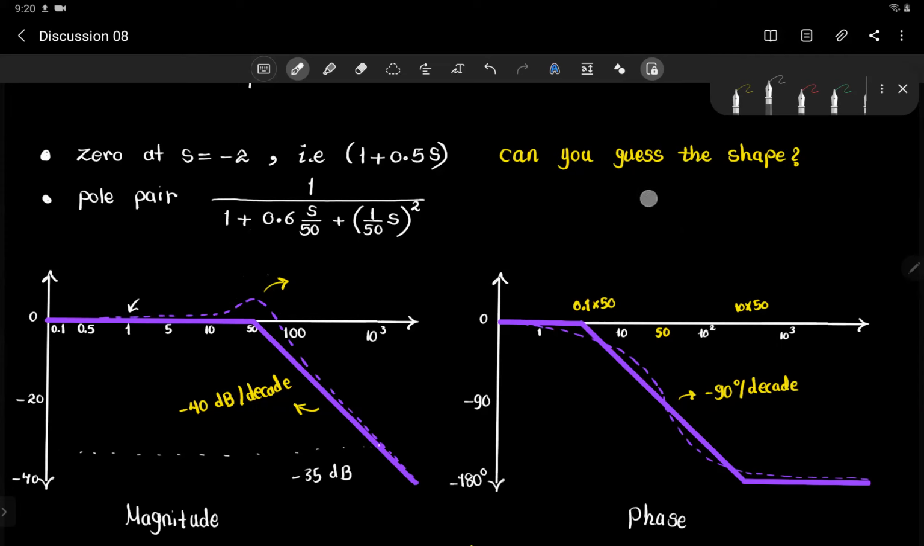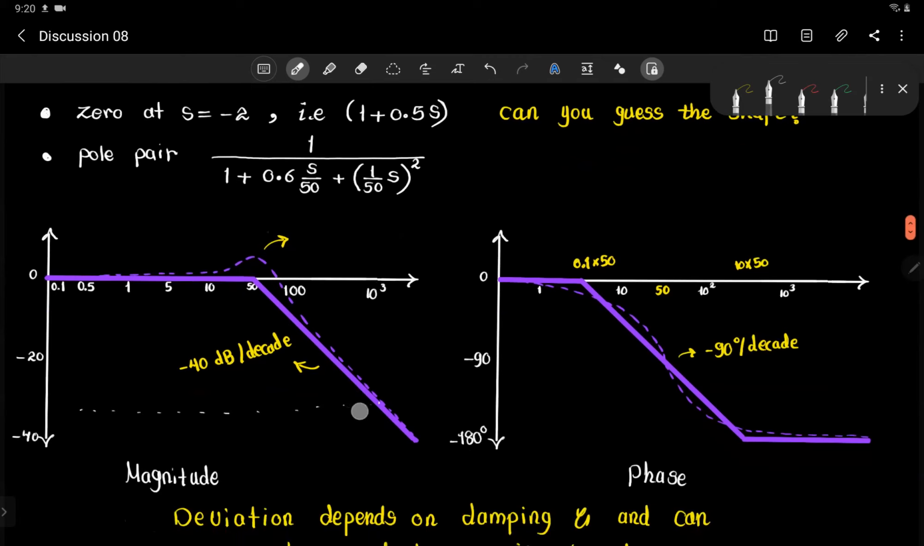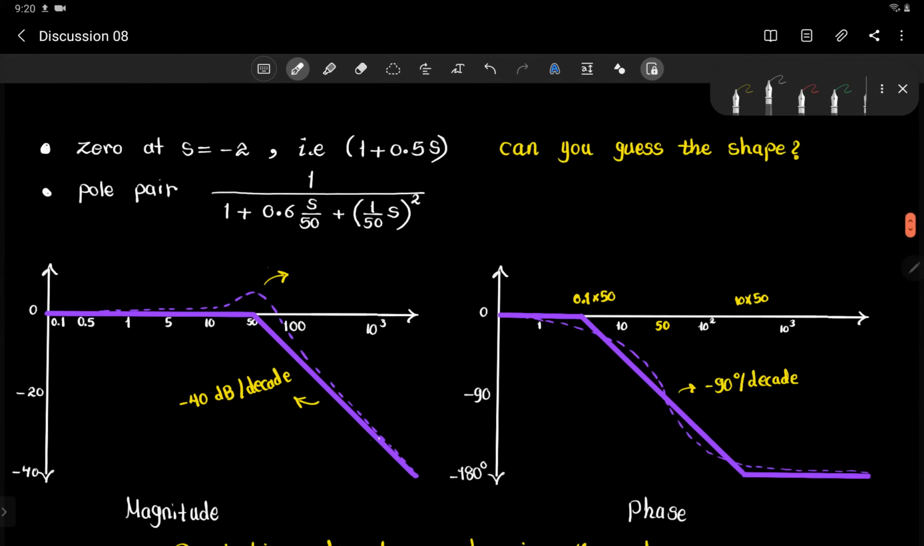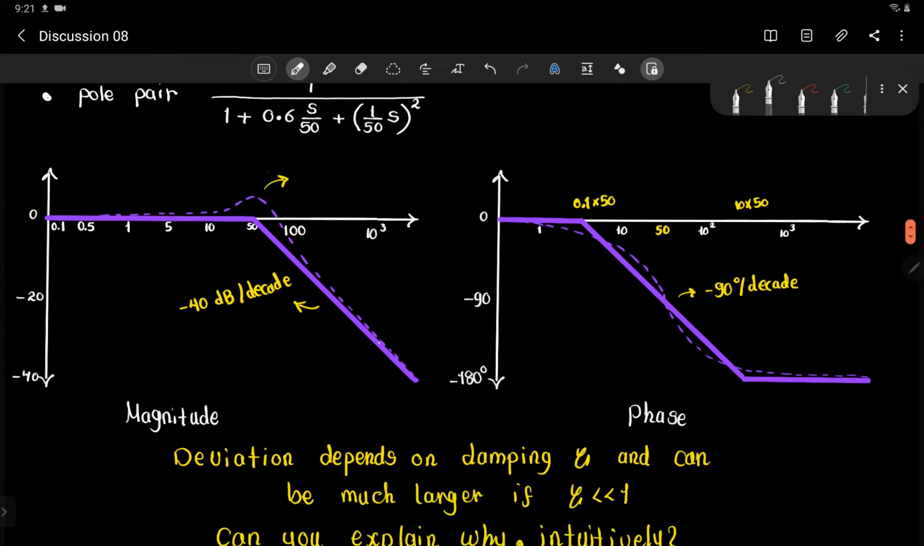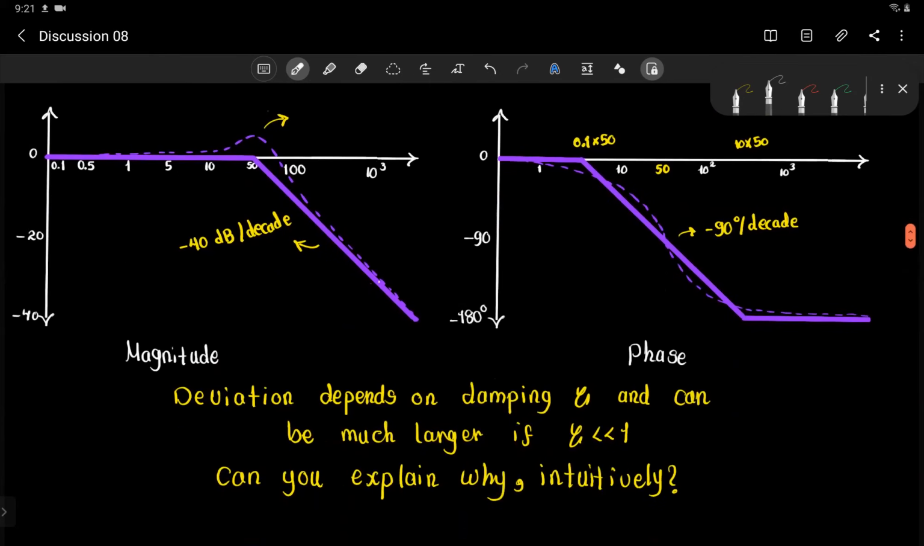Erase this and go back. And so also, very quickly, if this is a pole pair, and we have a zero, a complex conjugate zero pair, it would be if we flip this. Again, if we reflect it with respect to the horizontal axis, we will get the contribution of the second order zero factor.